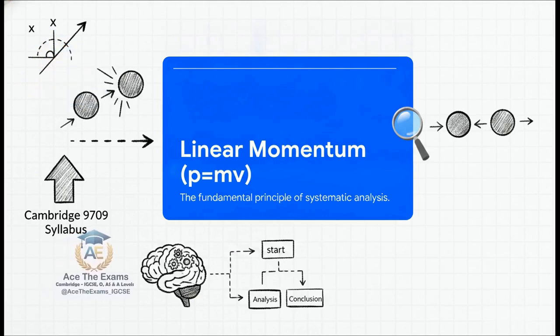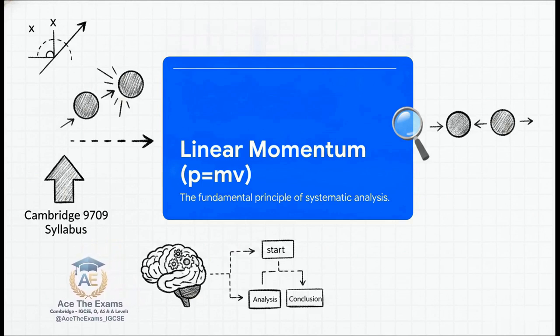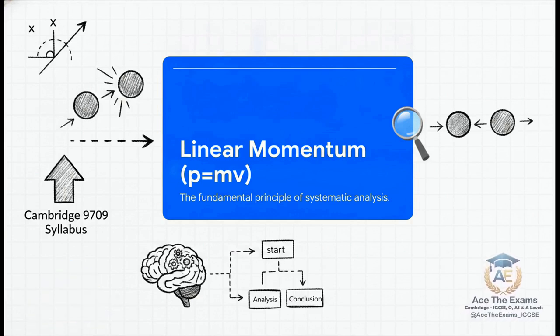It's a vector quantity, which means direction is absolutely just as critical as magnitude. When examiners test you on 4.3 momentum, they aren't just testing your ability to multiply two numbers together. Anyone can do that. They are testing your entire conceptual framework. They are looking for logical, structured reasoning and evidence-based analysis when particles collide or separate.